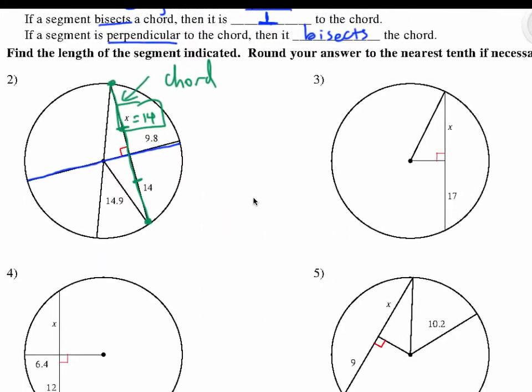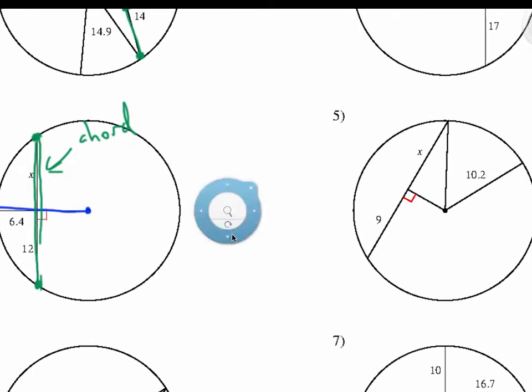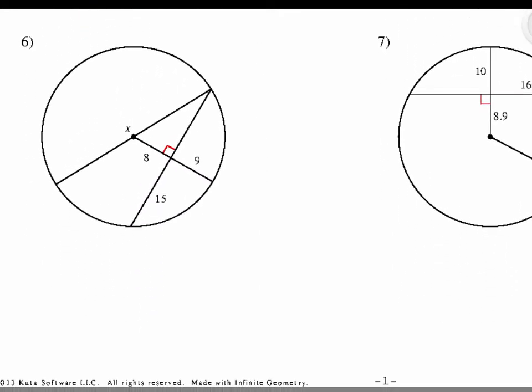Okay, let's take a look at number 4. Last time we had a diameter, but it can be a radius too. It doesn't have to be a diameter. Here's a radius, and again, here is our chord. It has both endpoints on the circle. If it's perpendicular to the chord, which it is, then it bisects, so we can put a tick here. X equals 12. A lot of these are pretty simple. Others take a little bit more work.